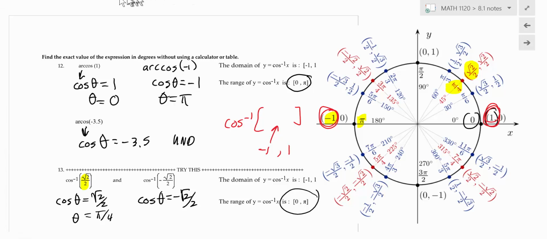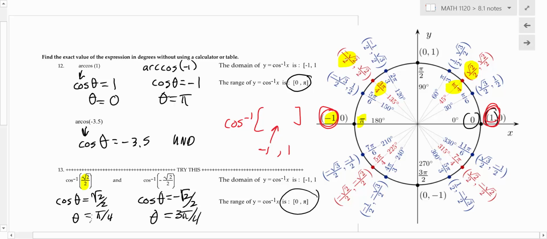Okay, where is the cosine equal to negative square root of 2 over 2? 3 pi over 4. You're okay with that. Don't give me a negative answer. You give me a quadrant 2 answer. That's the way the inverse cosine works. So that's 3 pi over 4.